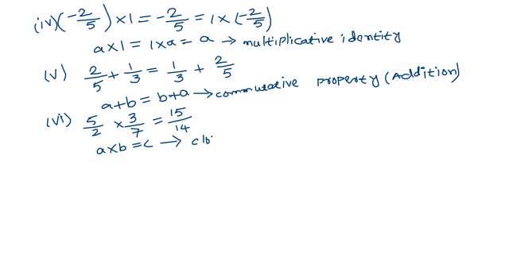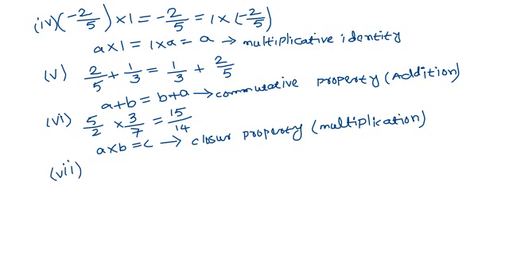Okay now, this is a multiplication. And next, seventh question: 7a plus minus 7a is equal to 0. So what is that formula? a plus minus a is equal to 0. Is it right? Now what is the property name? Additive inverse.